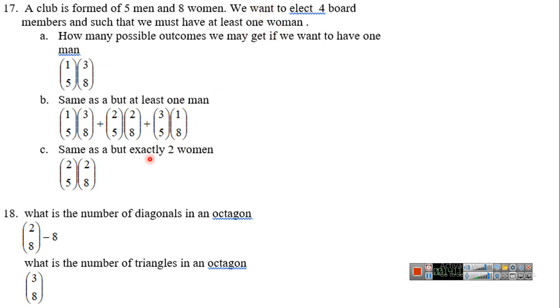Same as A, but exactly 2 women. So 2 women and 2 men, 2 out of 5, 2 out of 8. Okay? I'm not going to do this number 18, not important.